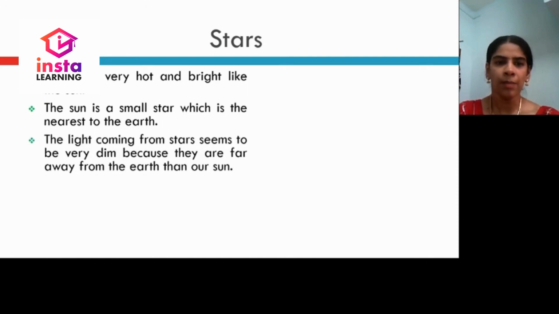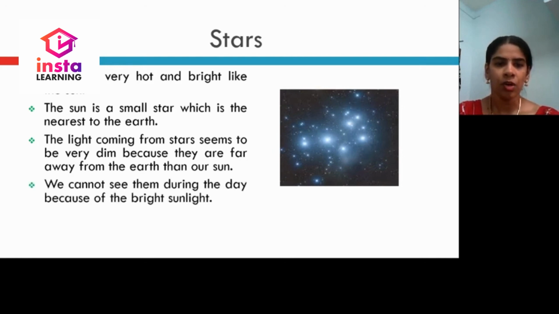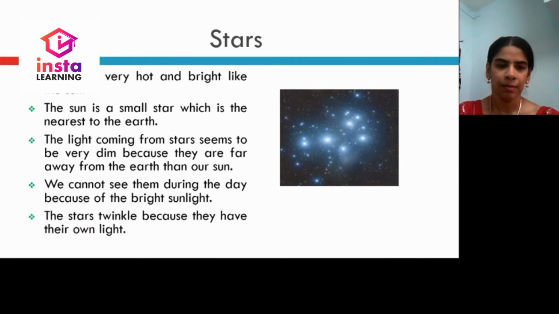The light coming from the stars seems to be very dim because they are far away from the earth than our sun. We cannot see them during the day because of the bright sunlight. The stars twinkle because they have their own light.